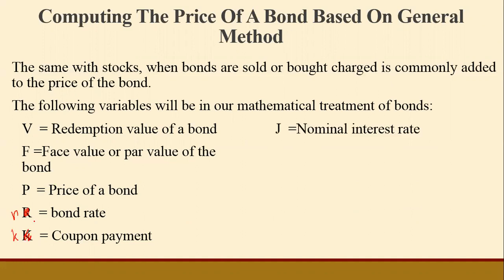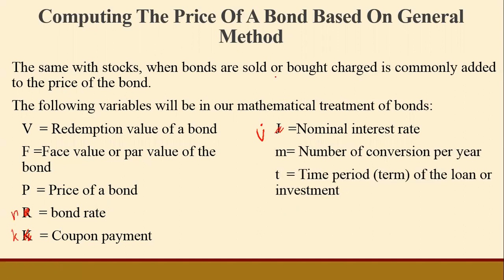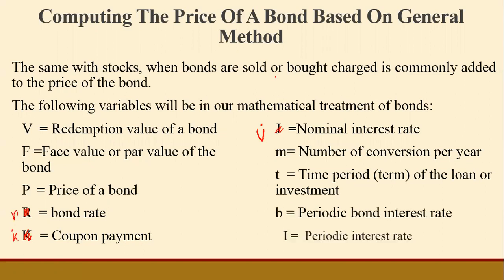And then the nominal interest rate. Wait, why are they all big letters? J, that is it. And then the number of conversions per year. The time period or term. B, the periodic bond rate. And I is the periodic interest rate.